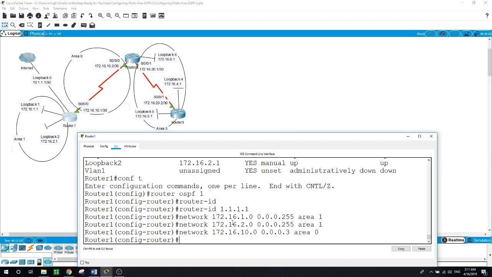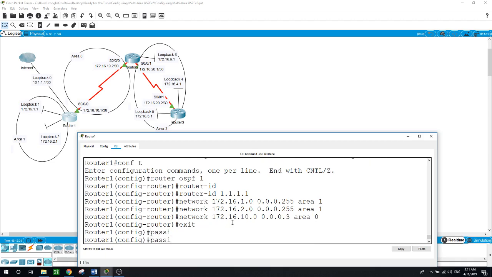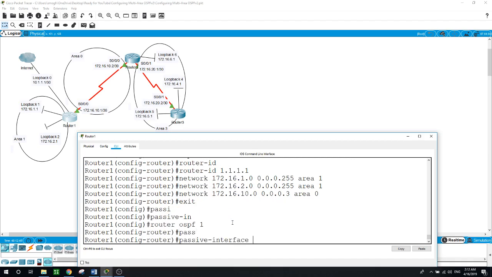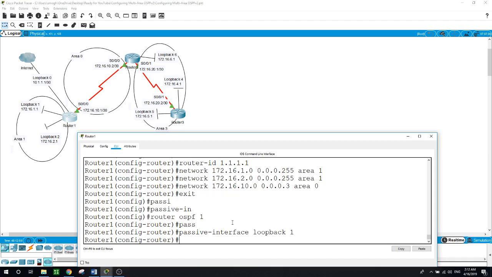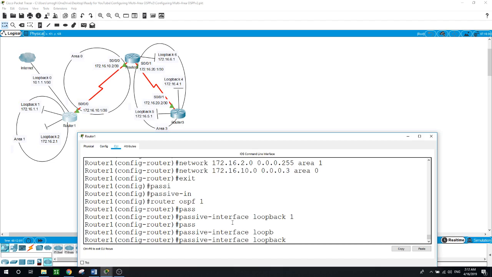Now I will set the LAN loopback interfaces, loopback 1 and loopback 2, as passive. Here, exit, passive. This will be router OSPF 1, passive interface loopback 1 and passive interface loopback 2.